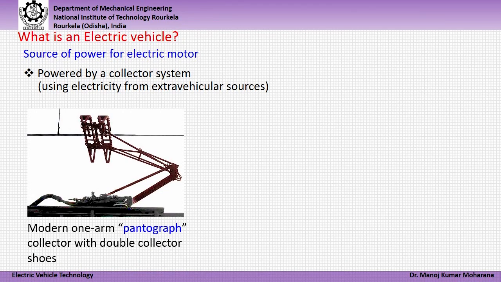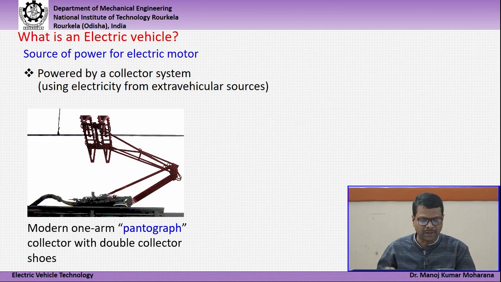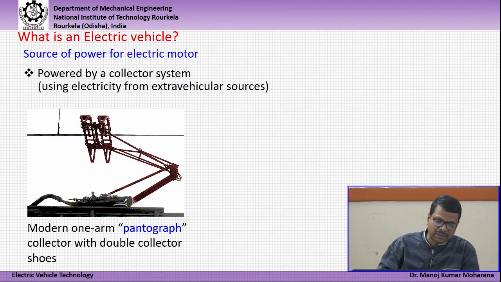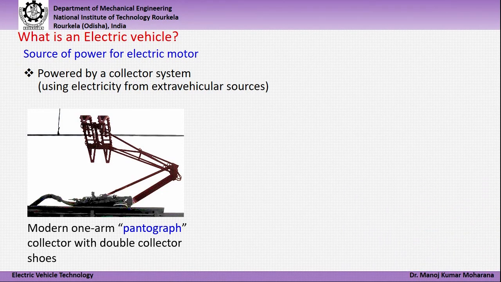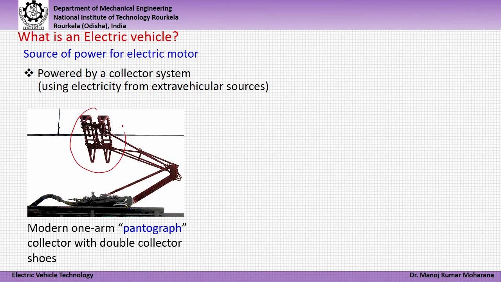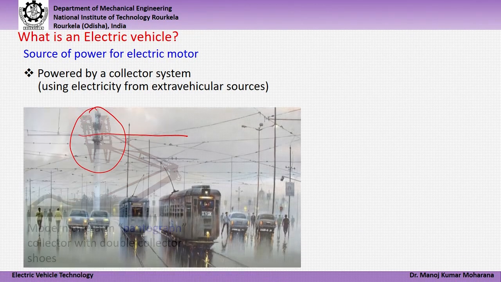So, here you can see the photograph of a modern one arm pantograph collector with double collector shoes, where you can see that while the EV is in the rolling condition, that is in motion, this pantograph will always be continuously in touch with this overhead high voltage electric line, from where it will receive the power and continuously supply the electrical energy to the train system.